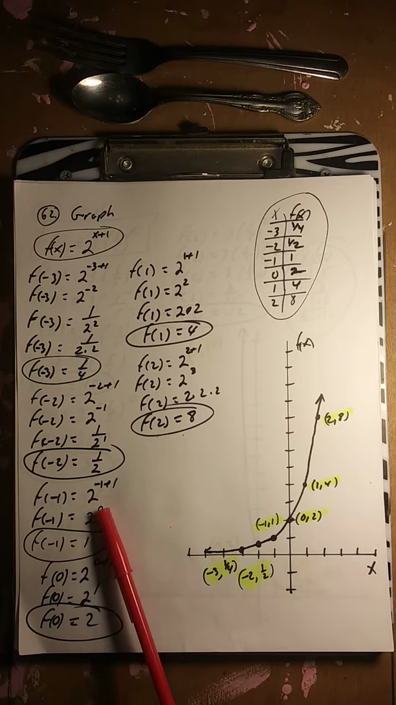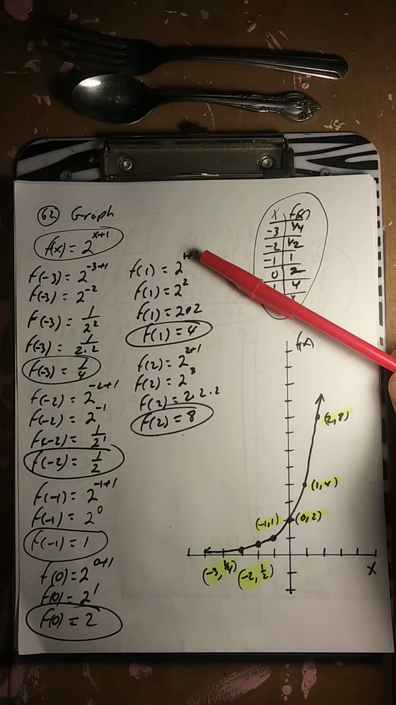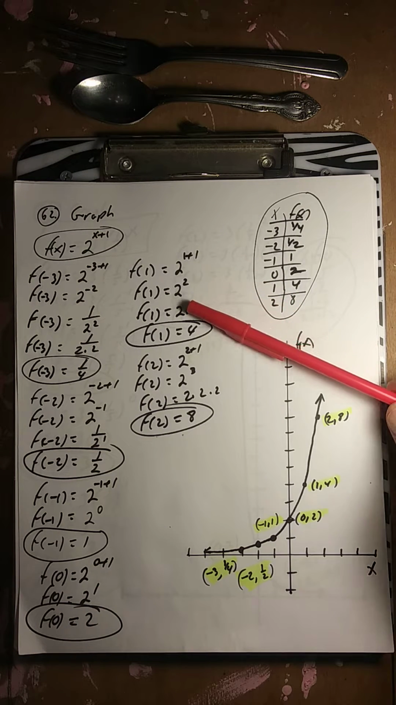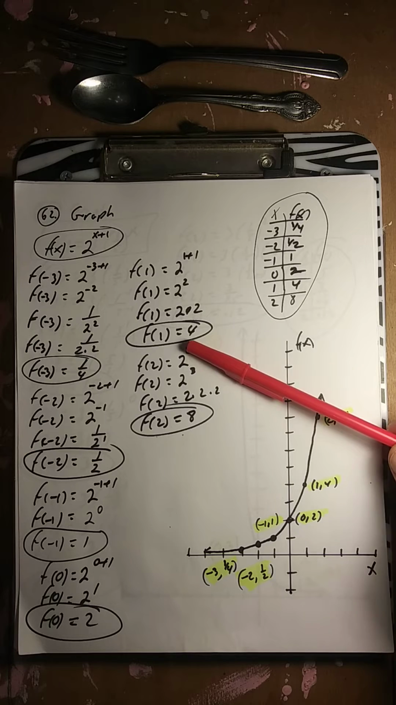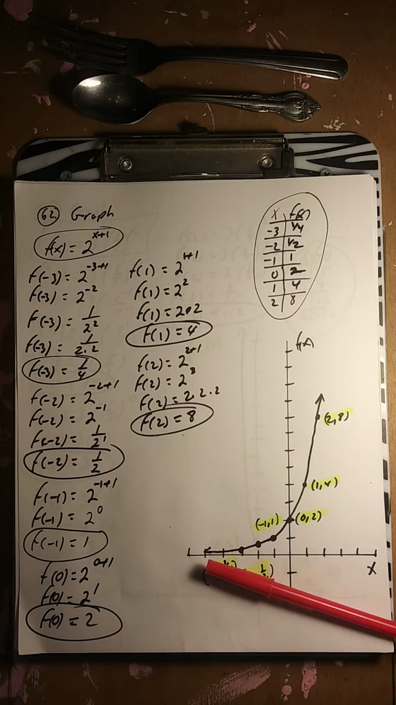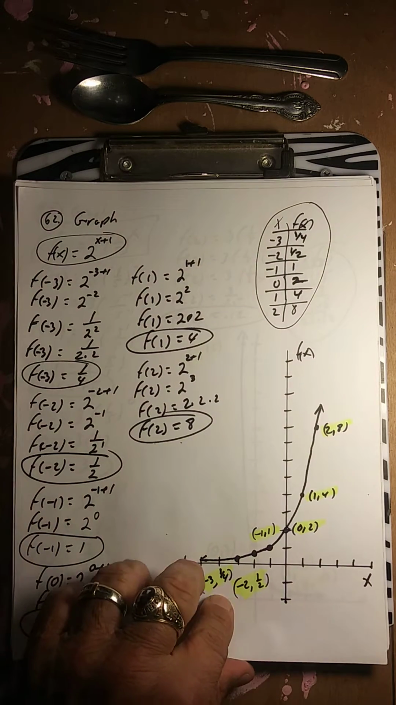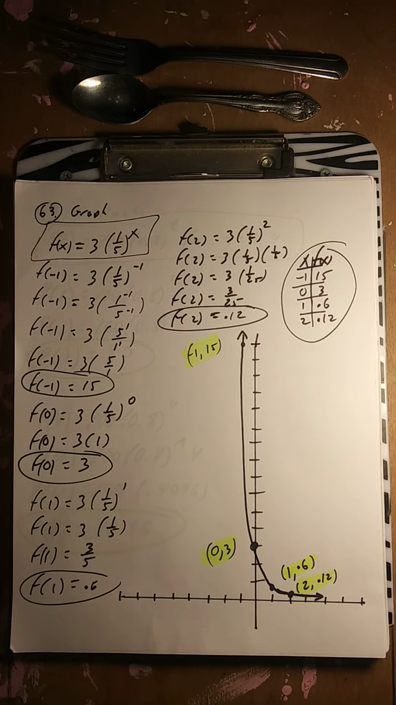And this is going to be 2 to the 0, which is 1. And 2 to the 0 plus 1 is 2 to the 1, which is 2. And 2 to the 1 plus 1 is 2 to the 2, 2 times 2 is 4. And then 2 to the 3 is 8. Once I got all these dots, I go ahead and connect them. You can also do it in a graphing calculator if you want to. You have a machine, do it in a machine. It's probably easier.